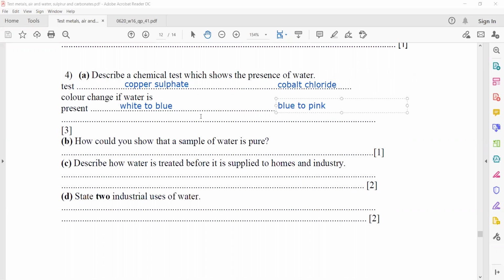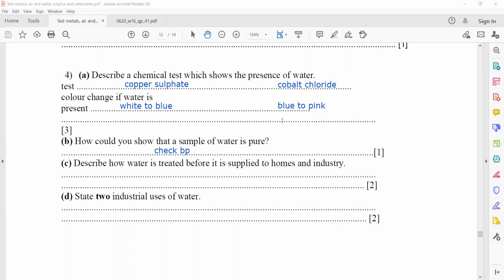How could you show that a sample is pure water? You can check the boiling point whenever you want to check whether a substance is pure or impure. You can check boiling point, melting point, or use chromatography. Boiling point is for liquids, melting point for solids, and chromatography is for different dyes or colors.